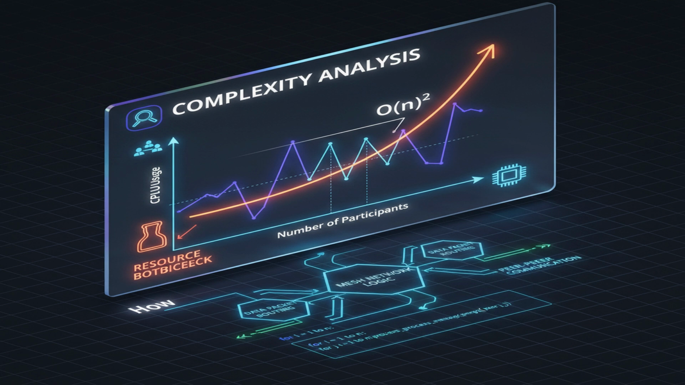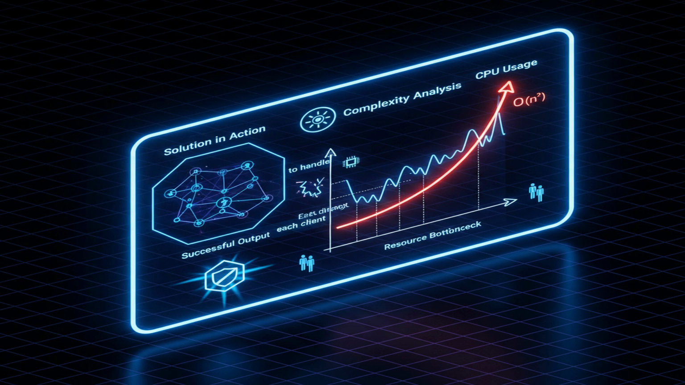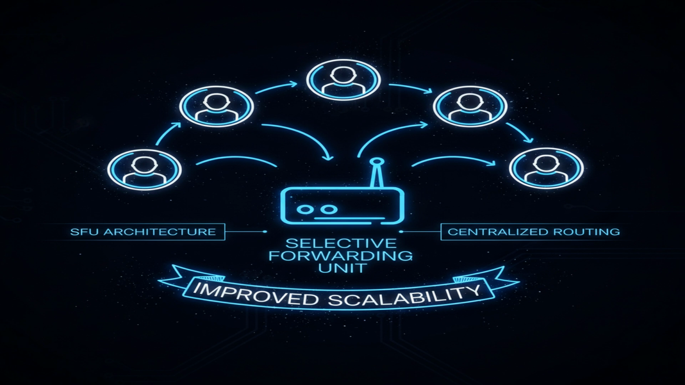Why does the mesh network fail at scale? Because each client is doing too much work. Encoding and decoding video is CPU intensive. With 100 participants, each client needs to handle 99 streams. This leads to quadratic complexity, n squared.